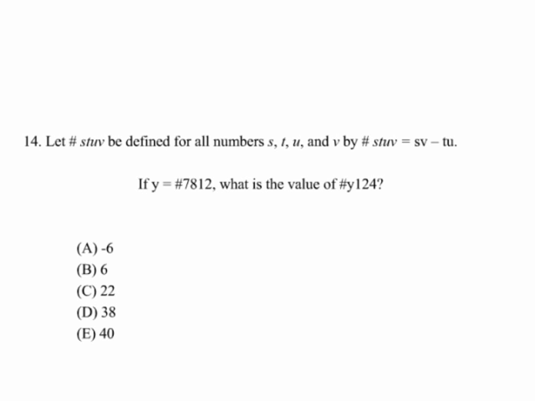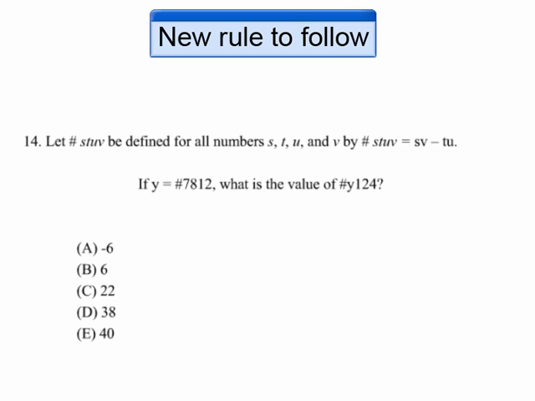You can be sure you're going to see made-up functions on the SAT. Now, by made-up functions, we mean you're given a new rule to follow, and it's identified by strange signs. In this case, it's a pound sign. It could be an arrow, it could be a star, it could be any one of a number of symbols. But the SAT is going to give you a new rule to follow. In this case, a pound sign.